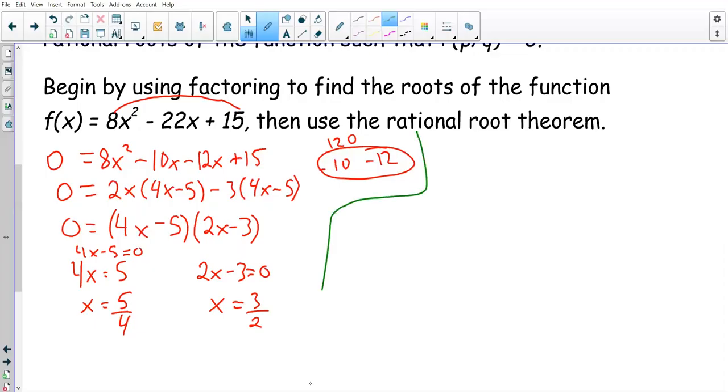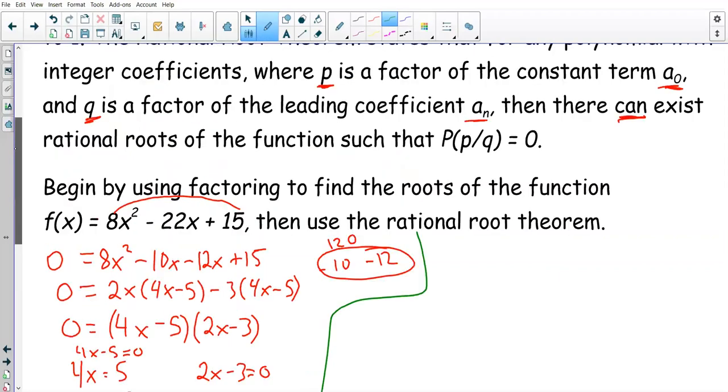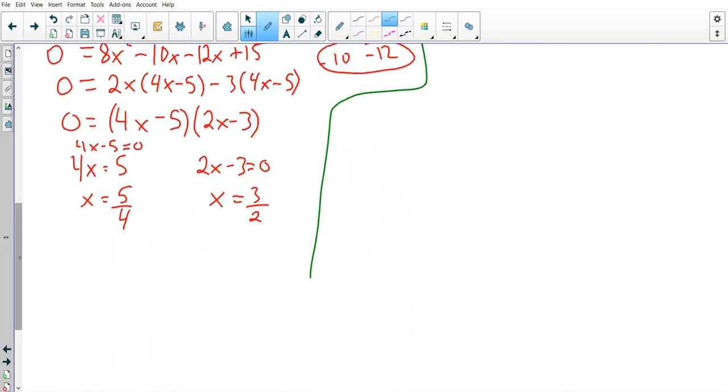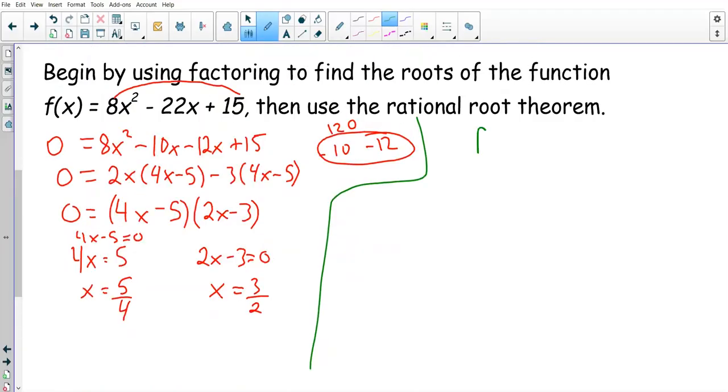Let's think about what happens with the rational root function. So if we just jump back up here for a second, we can see that p is a factor of the constant term. That means my values for p are 1, 3, 5, and 15. So when I'm looking at that, I'm doing 1 and 15 and then 3 and 5. My values for q are, so I'm looking at 8, so I'm going to have 1, 2, 4, and 8.